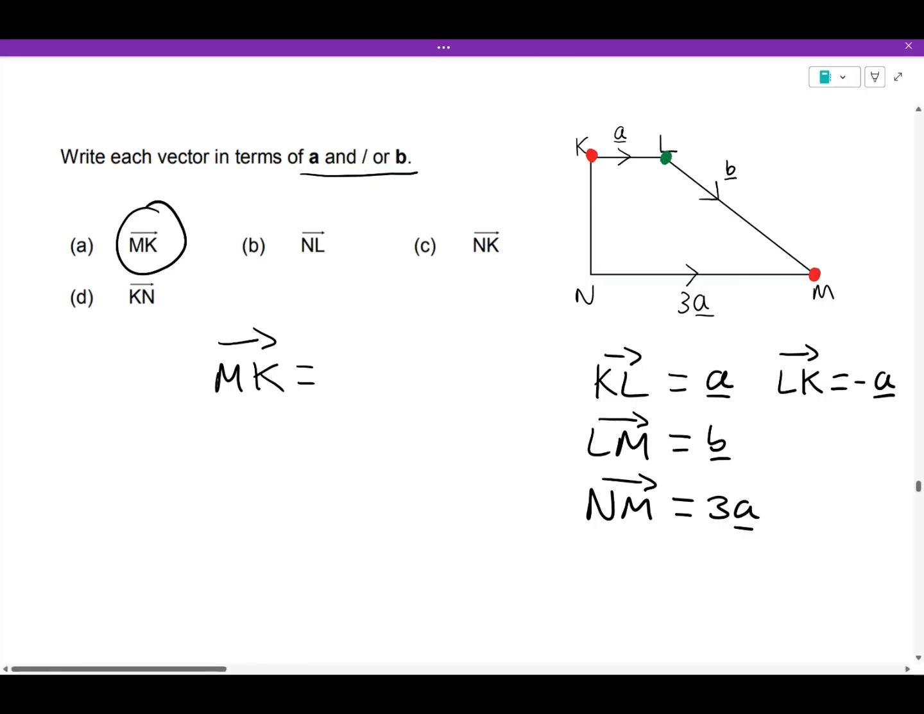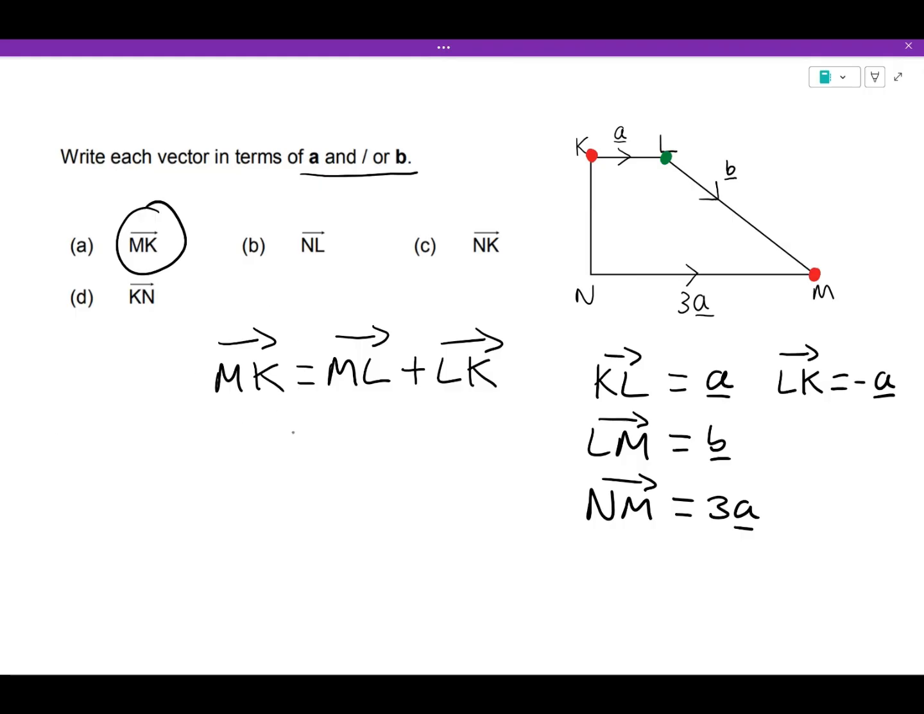So I could start by doing M to L. So that's going to be my first movement. Then once I'm at L, can I get to K? Yes, I can, because I have a vector on that side. So what I would want to do is do M to L, which I've written out here, followed by L to K. So I'm going to add on L to K because I want to work out the resultant of those two vectors, which is going to give me M to K.